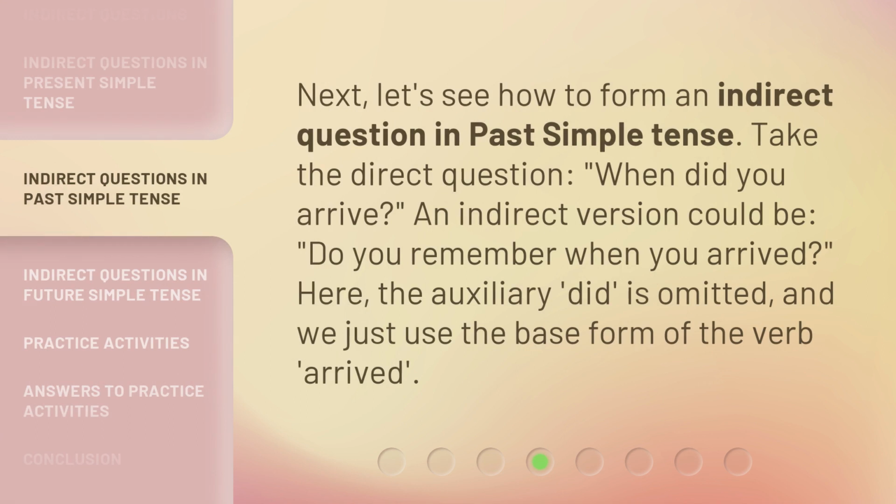Next, let's see how to form an indirect question in past simple tense. Take the direct question, "When did you arrive?" An indirect version could be, "Do you remember when you arrived?" Here, the auxiliary, did, is omitted, and we just use the base form of the verb, arrived.